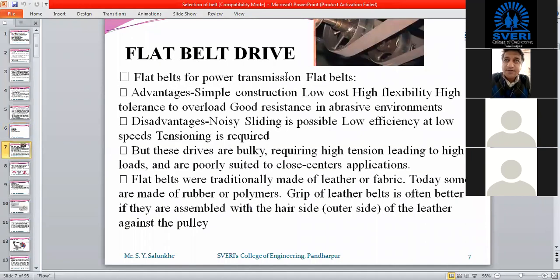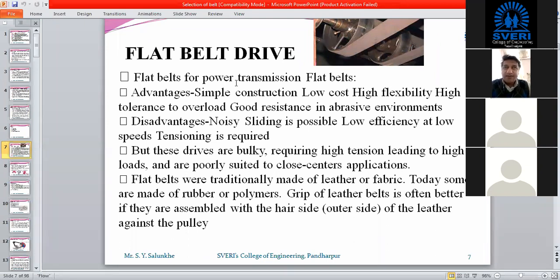Next. When we look here, you can see one picture, and in this picture the utilization of flat belt is clearly shown. Flat belts are common and the most used belts compared to V belts and grooved belts, because the application of belts started from the flat belt. Later on, some research took place and V belts were invented, and after that grooved belts were invented.